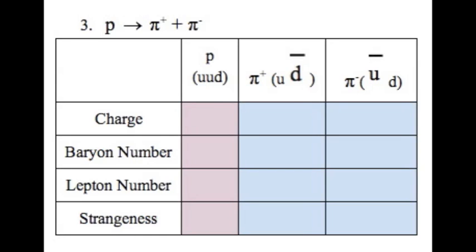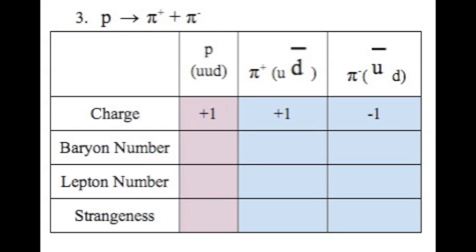Let's figure out what each of these particles is made up of. The proton we know is an up, up, down, because that you have to memorize. The pi positive is made up of an up, anti-down. And then the pi negative is made up of an anti-up and then a down.